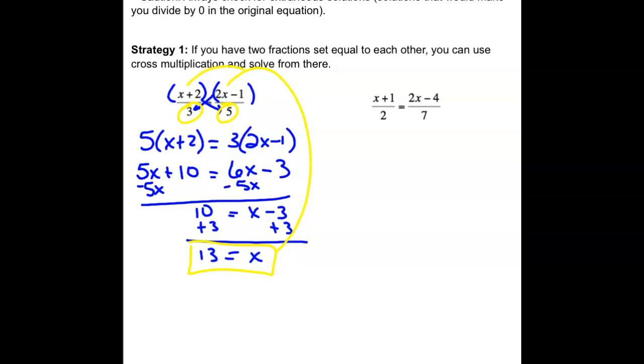All right, for our second one, same thing, we're going to cross multiply. So go ahead and pause the recording and try to get this one set up and solved, and then turn it back on when you're ready to check.